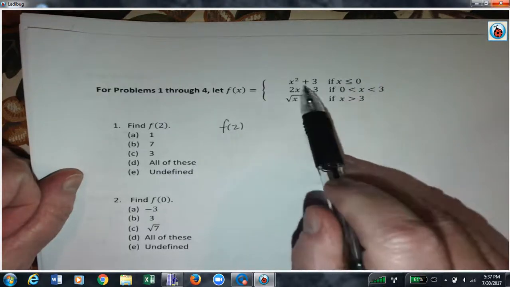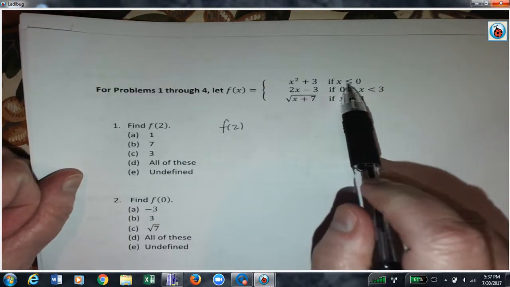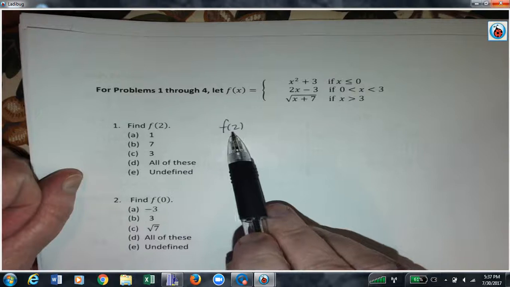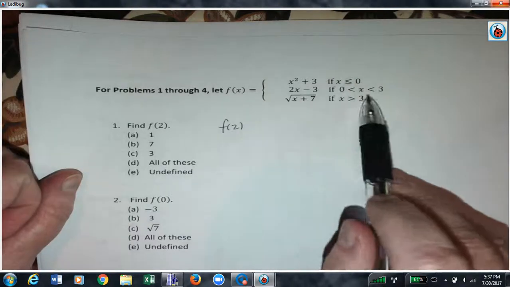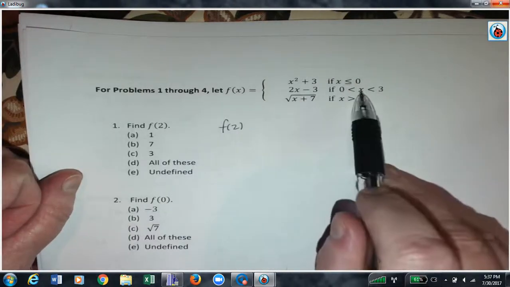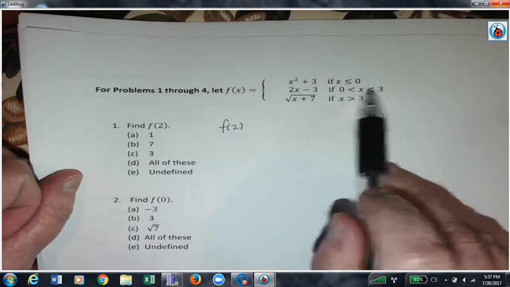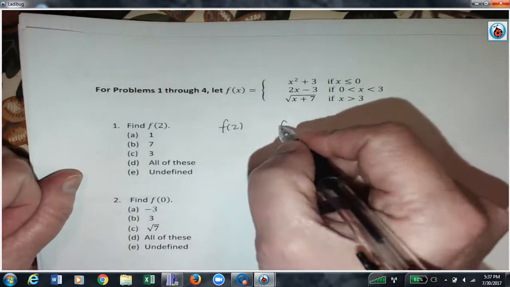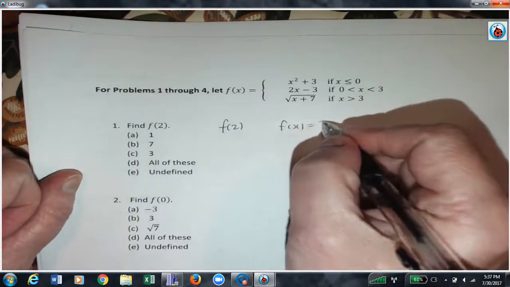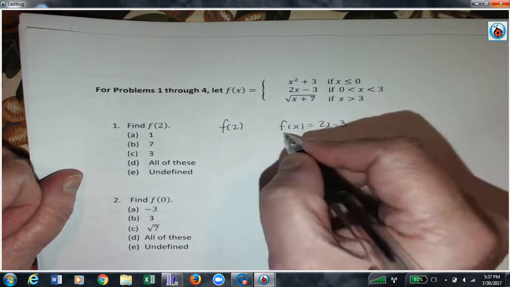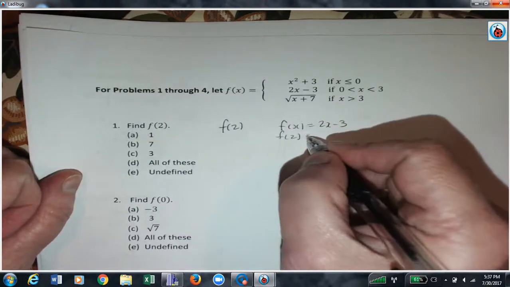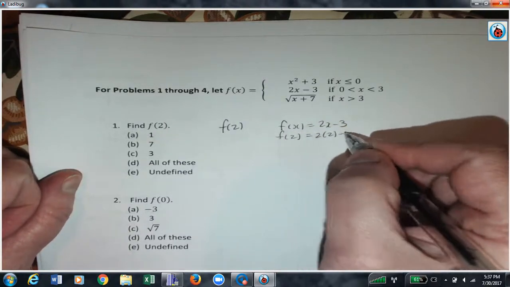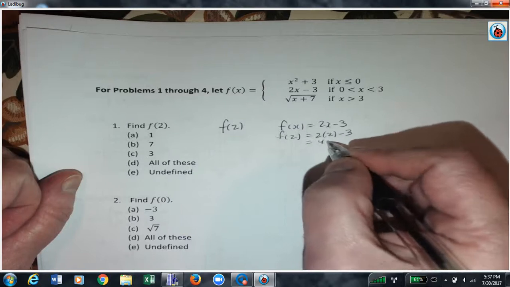We only use this formula if x is a number less than or equal to 0, but x is 2, so we're not in this case. If x is 2, it's between 0 and 3, so this is the formula that we use. And so f evaluated at 2, I just replace the x with the 2, and it's going to be equal to 1.